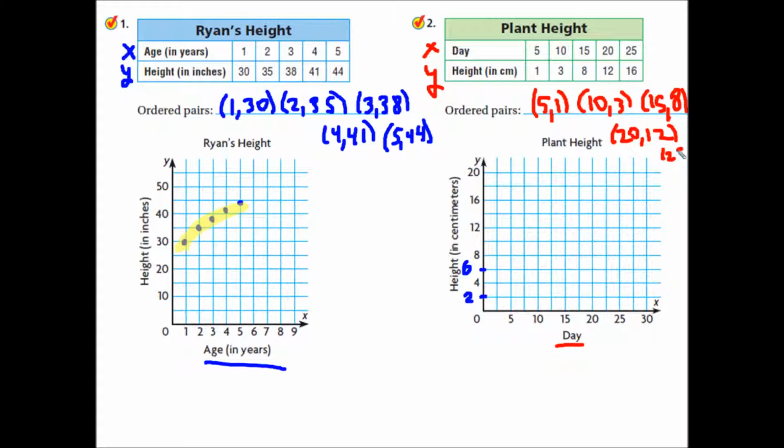and I'm running out of room, so I'll put it here. (25, 16) is the last ordered pair, and then we graph them. So the first one is (5, 1). So (5, 1), it's going to be over 5, up 1. Now if I go up to that first line, that's going to be a 2. So I want 1, so that's halfway between 0 and 2. So a lot of students did either this or this, and that is wrong. You have to be very careful that you understand your scale.